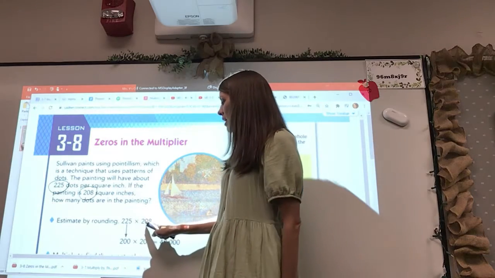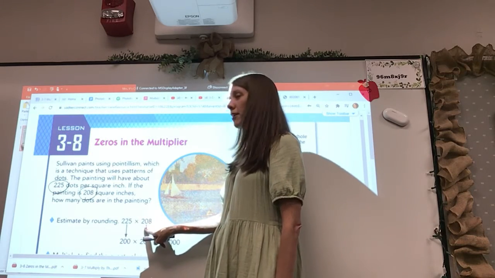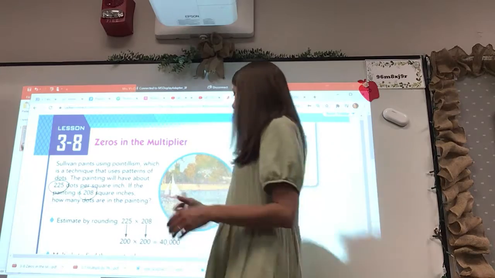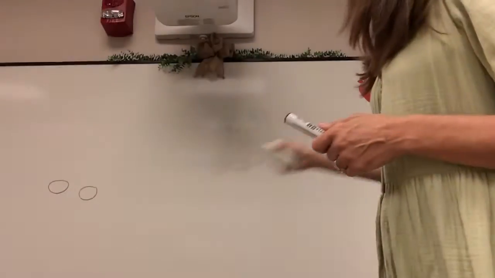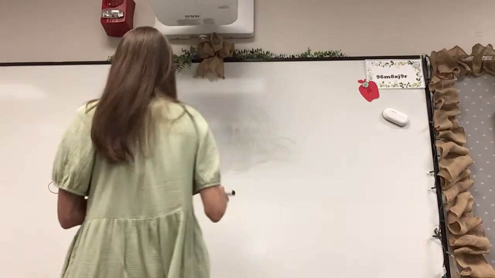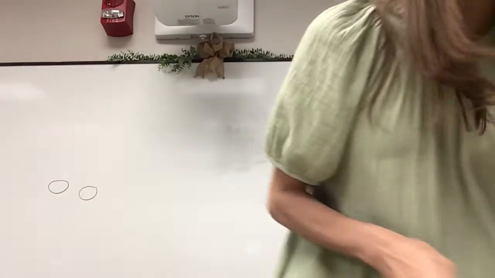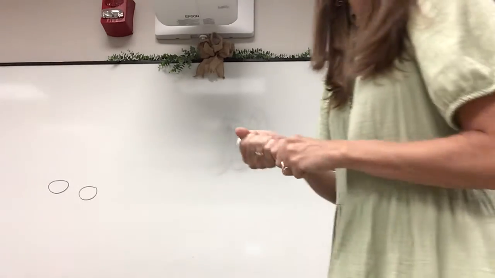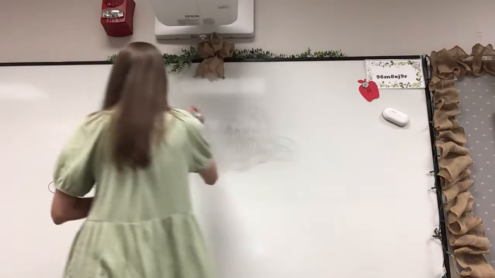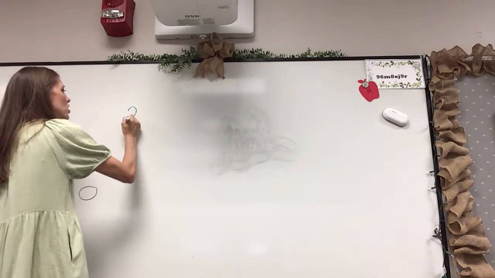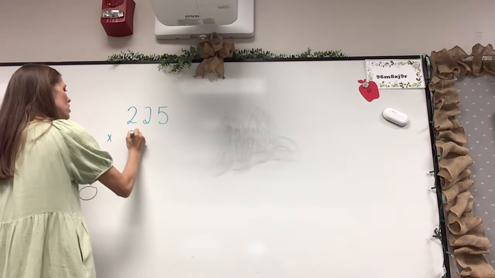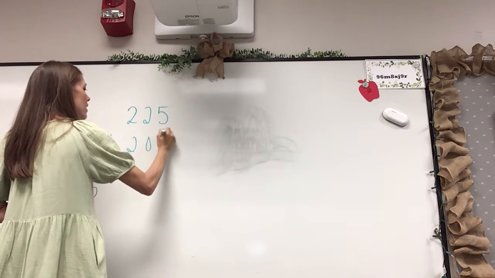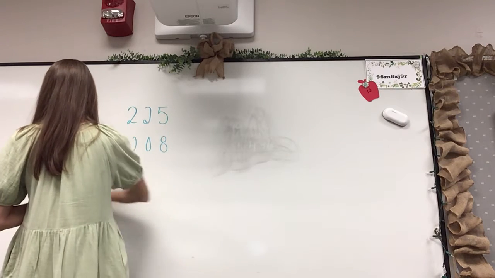Now, you see, is there a 0 in the multiplier? Yeah, there is. So the first way that you can do this, let me get a different marker here. All right, let's do it the long way first. 225 times 208, right? Let's do this just the normal way that we have learned.